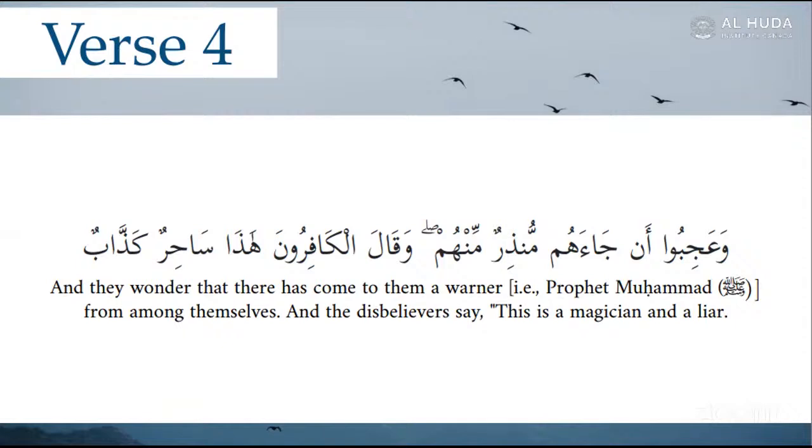A sahir, a magician, tries to negatively impact the minds of people. And a liar informs of what contradicts the reality. Both are vices. They're not virtues. So why would they choose these two descriptions? He's a magician and a liar. Why do you think? Exactly. What he said was having an impact. People's mindsets were changing. Their hearts were being reformed. Their likes and dislikes were changing.